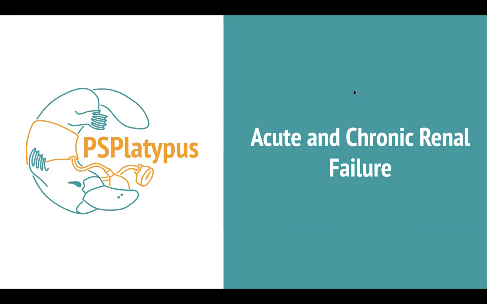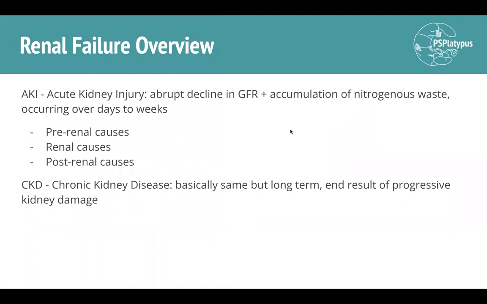Today we'll be talking about acute and chronic renal failure, also known as AKI and CKD. So, an overview of this. AKI is a more abrupt short-term decrease in GFR, the glomerular filtration rate, plus an accumulation of nitrogenous waste occurring over days to weeks. As opposed to CKD, which is a lot more long-term, I think around 3 months, and it's the end result of progressive kidney damage.